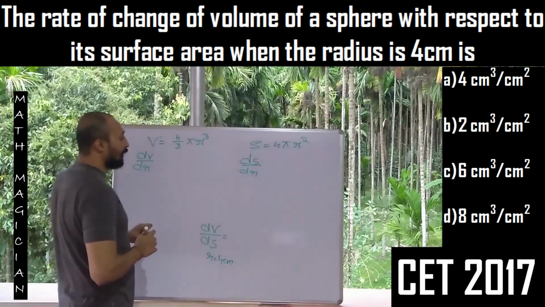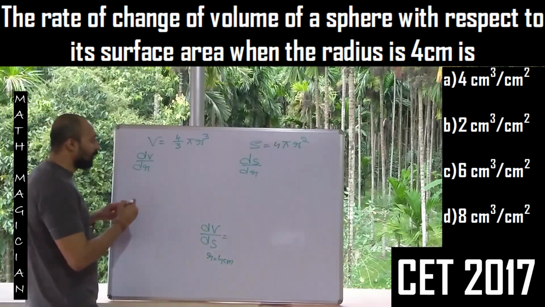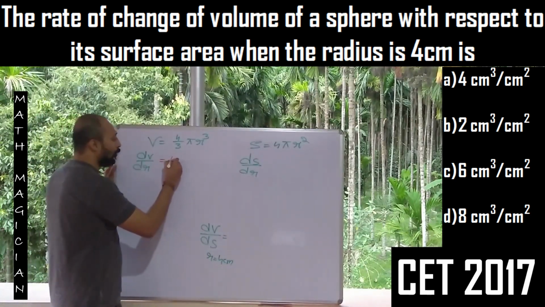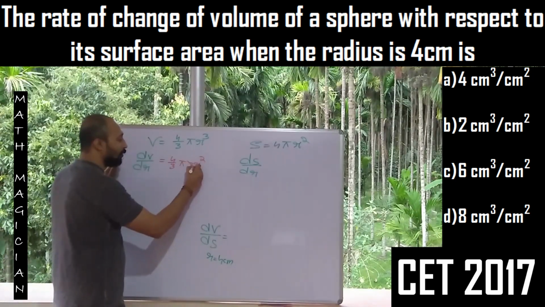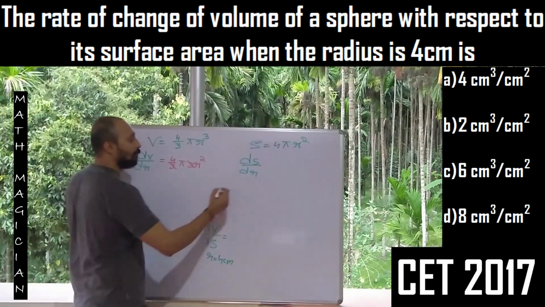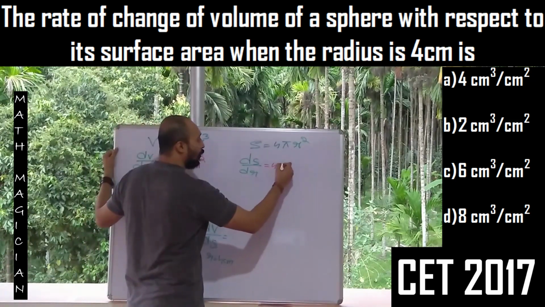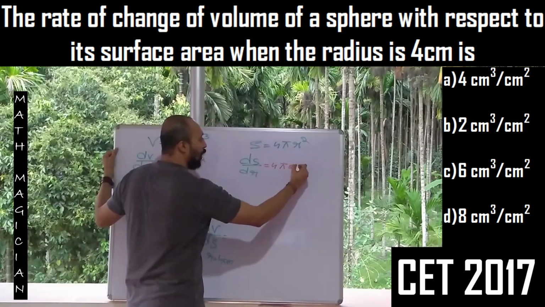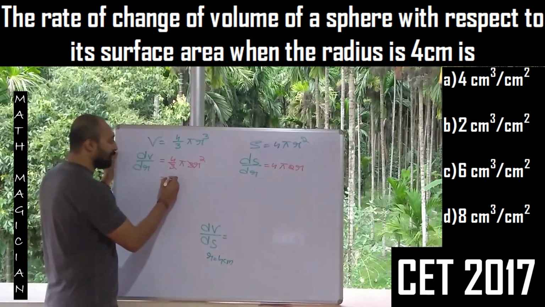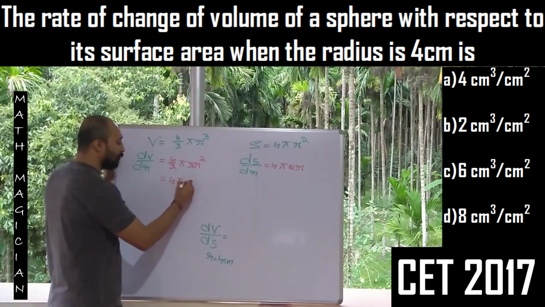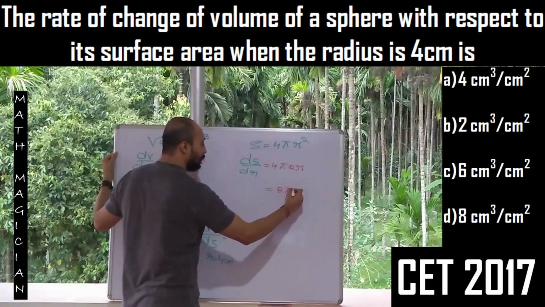So let's try and solve this differentiation. Very simple differentiation here. It will be 4 by 3 pi times 3r square. So 3 and 3 get cancelled. So it is 4 pi r square for the volume, and for the surface area, 4 pi times 2r. Finally, I get 4 pi r square here and 8 pi r here.